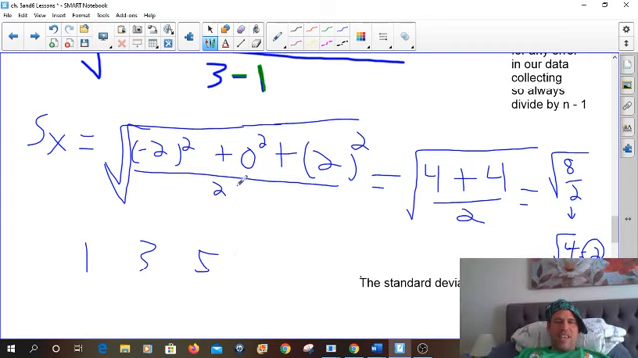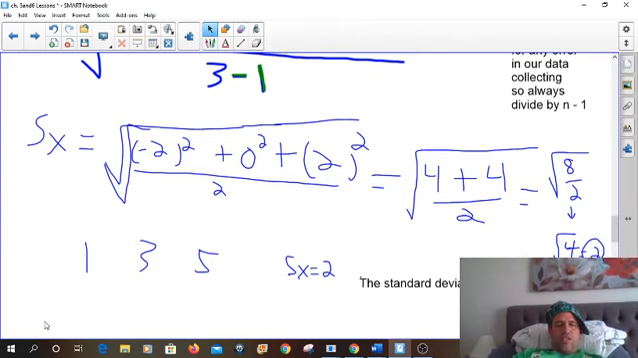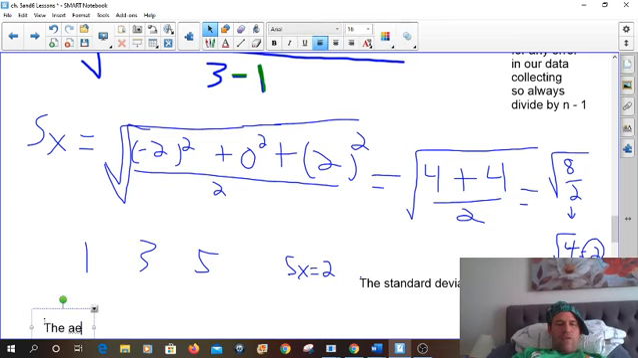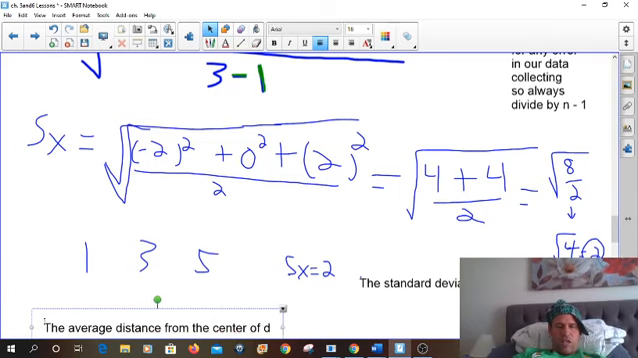You're paying attention. Okay, so 135 is our numbers, and the SD, the standard deviation, equals 2. This is to help you understand what we're doing here. So it's the average distance from the center of our data to the other numbers in our data set. Okay, the average distance from the center of our data to the other numbers in our data set.